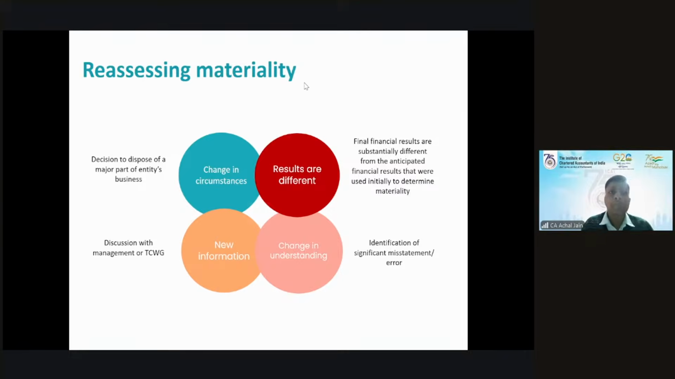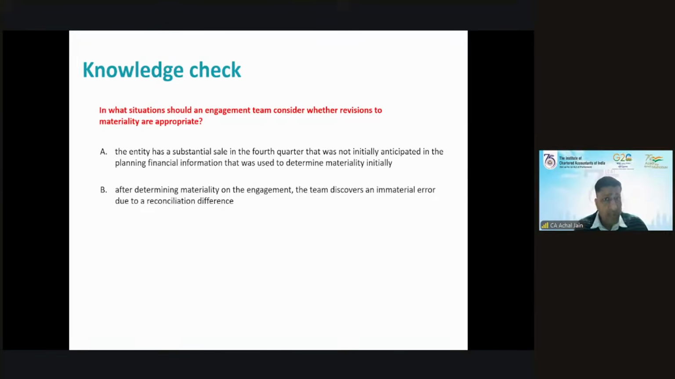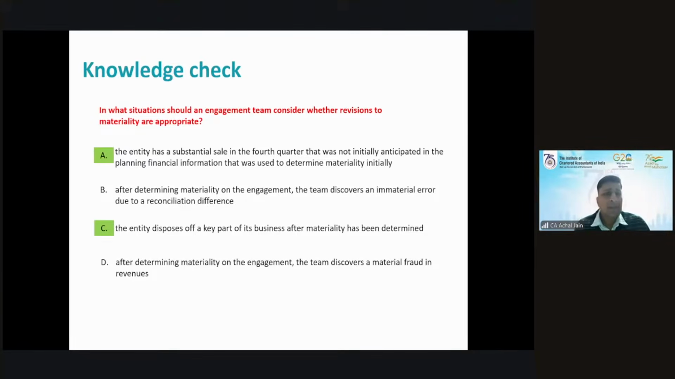Okay, now in what situation should an engagement team consider whether revisions to materiality are important? Entity has substantial sale in fourth quarter that was not initially anticipated in the planning financial information that was used to determine materiality initially. So one of the reasons. After determining materiality, team discovers any material error due to reconciliation difference. Entity disposes of key part of its business after the determination of materiality. So there again, you need to look at some of these factors as to which are going to be really relevant.